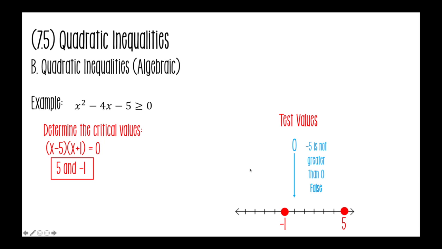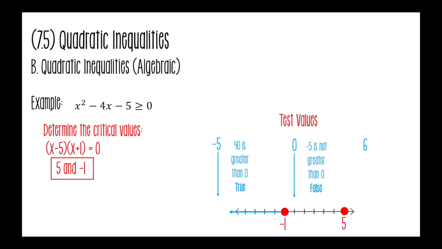So then I'm going to look at the outer parts. If I start with the left, I can pick any value I want over here. I could pick -2, -3, -4. Here I picked -5. Now I would take -5 and plug it in for both of these x's. -5 squared is going to be positive 25. -4 times -5 is positive 20. So far I'm at 45 minus 5, which is 40. So I would say 40 is greater than or equal to 0. So that means that this side is true. So I can go ahead and put an arrow on that side.